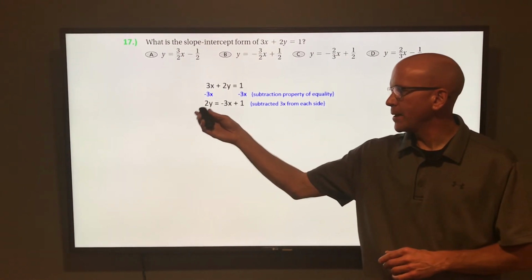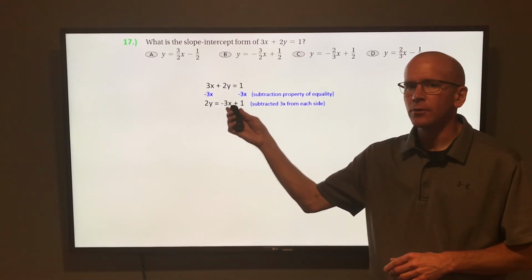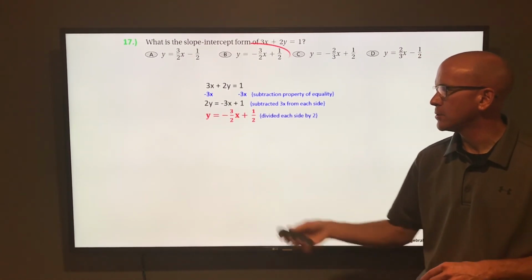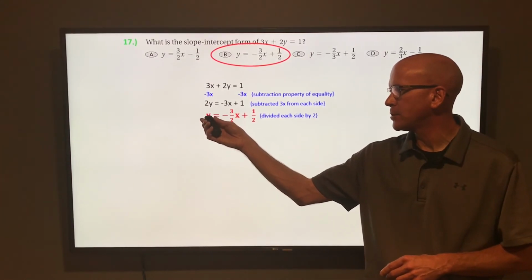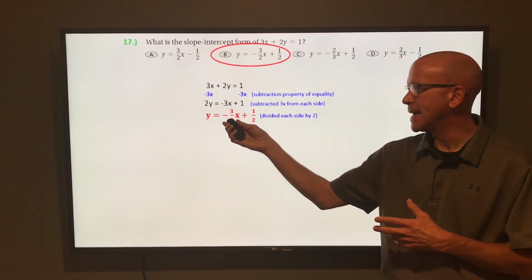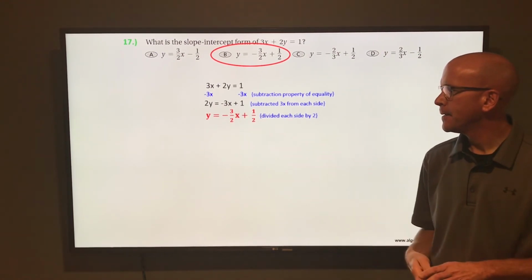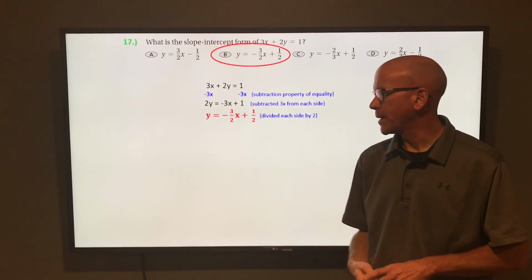You have to get the 2 away from the y, so divide each side by 2. When you divide each side by 2, you're dividing each term by 2. If you divide each term by 2, you end up with y. 2y divided by 2 is y. -3x divided by 2, you're going to write that as -3/2 x, so you can see the number in front of the x because that's the slope. And then 1 divided by 2 is just 1/2.